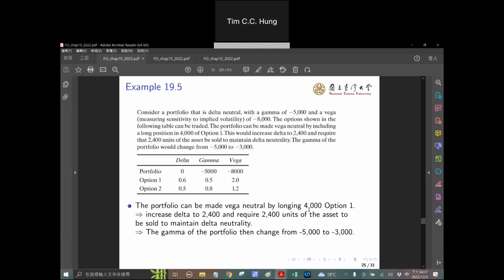What do we do? We then require to short 2,400 units of the assets, or require it to be sold, to maintain delta neutrality. What it means is that if we long 4,000 option ones and also short 2,400 of the underlying assets, we can make our portfolio not only delta neutral but also vega neutral.